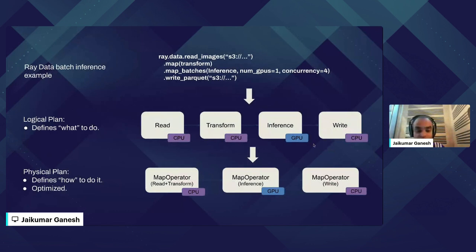The read and transform are on the CPUs, the inference is on the GPUs, and the write stage is on the CPU. And then the physical plan defines how to do it. It can fuse the read and transform operators, since they both run on the CPU, then an operator that runs on the GPU, and another map operator that writes back the images.